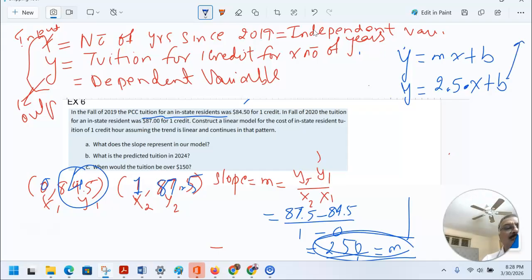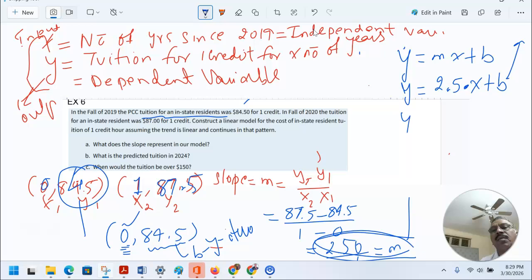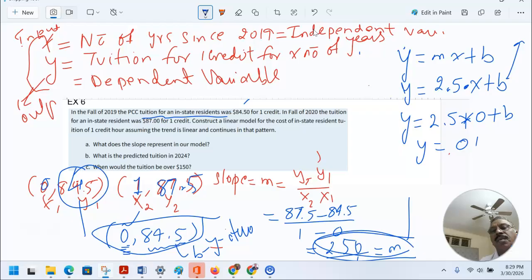So what we can do in this example, if you see, the first point is 0 and 84.5, right? By just looking at this, when the first number is 0, by default this is already b. This is the y-intercept. You can check also if I plug it in. If I plug in 0 instead of x, you can see y is 0 plus b. Of course, y is 84.50, which I forgot to put here.